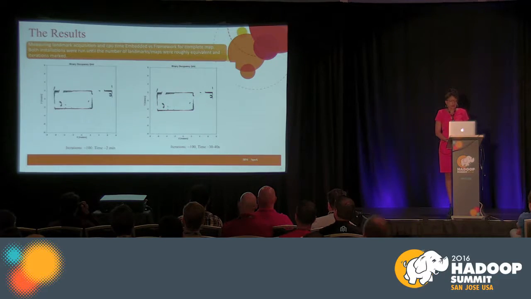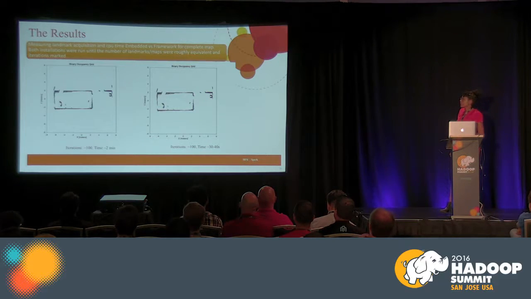So if we get to iterations, we run about a similar number of iterations, and then this was mapped on the MATLAB from the simulation data. This took approximately 2 minutes on the embedded system and about 30 to 40 seconds on the framework. So again, a significant time improvement with relatively the same data.